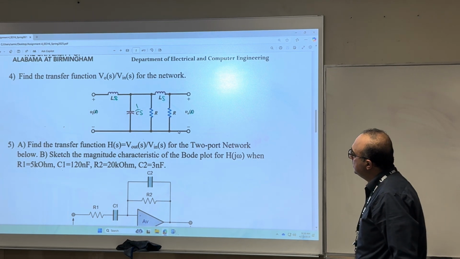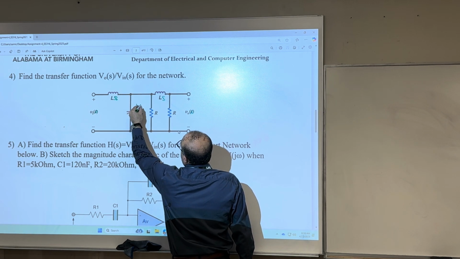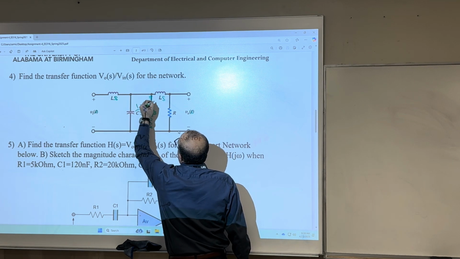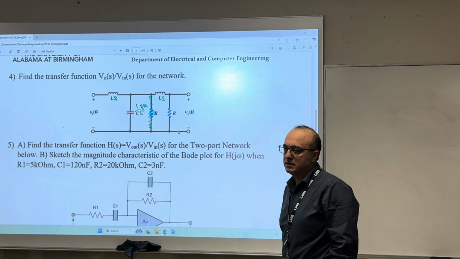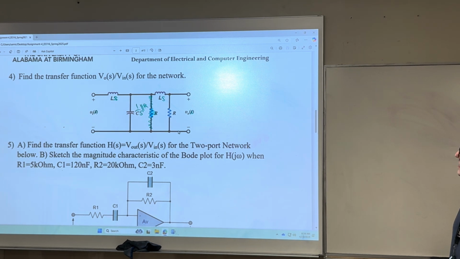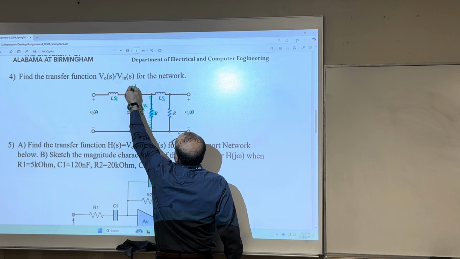So first of all, we can put these two together or get rid of this one. Then we have 2 loops. We can write 2K here, or it's better to find the voltage here. We call it Vx.